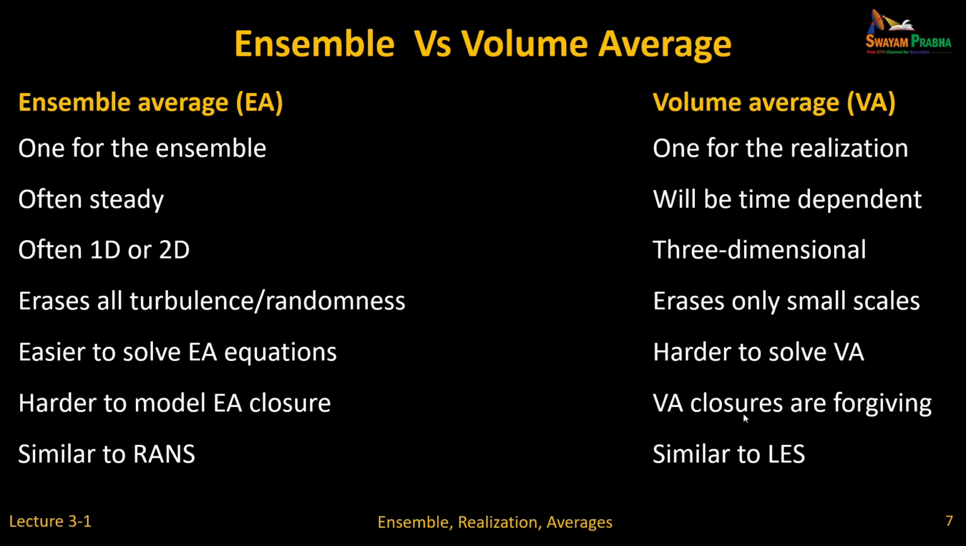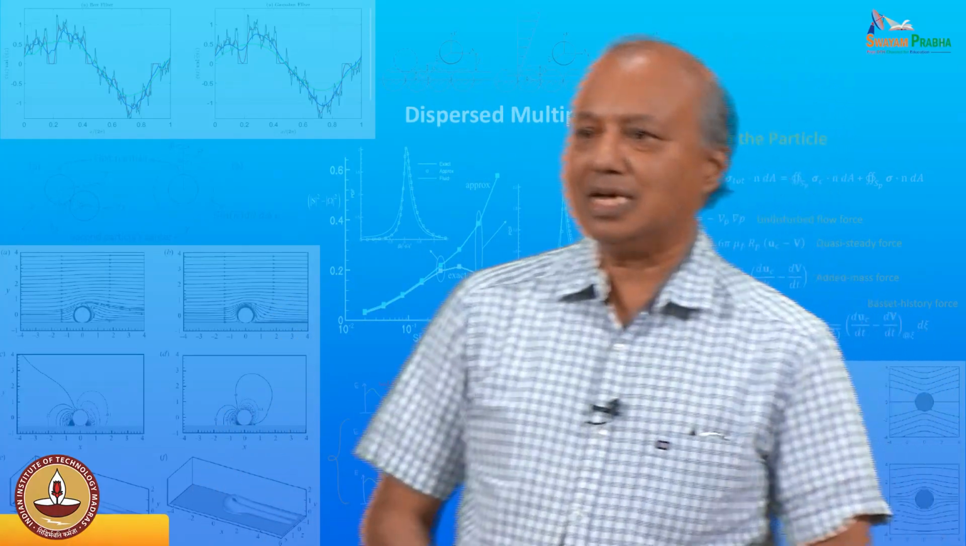So, the two kinds of closure models that I will talk about are things that are mainly suitable for volume averaging approach, but also for ensemble average approach. Okay. So, those are the main things that I want to point out.